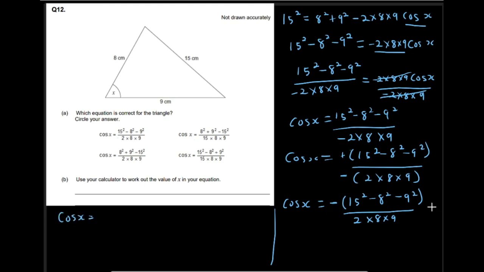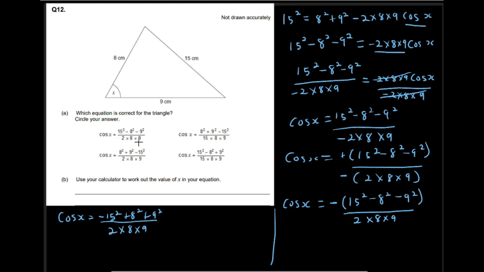We use this negative sign to open up this bracket. We have negative times positive, that will give us negative 15 squared. Negative times negative, that will give us positive 8 squared. Negative times negative, that will give us positive 9 squared, all over 2 times 8 times 9. So this is our answer, which is we have the first one, 15 squared minus 8 squared minus 9.